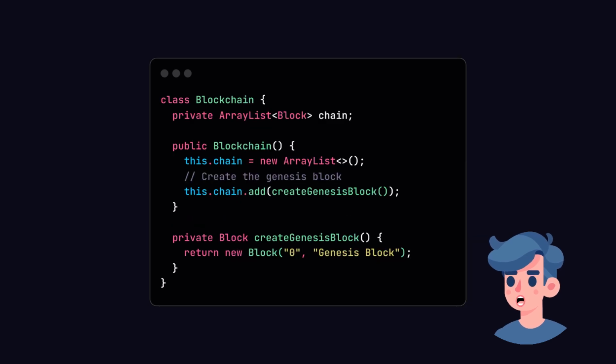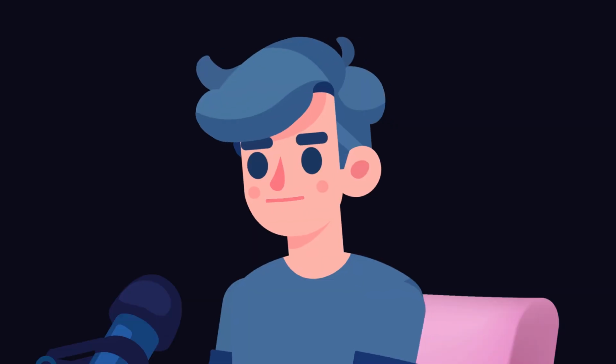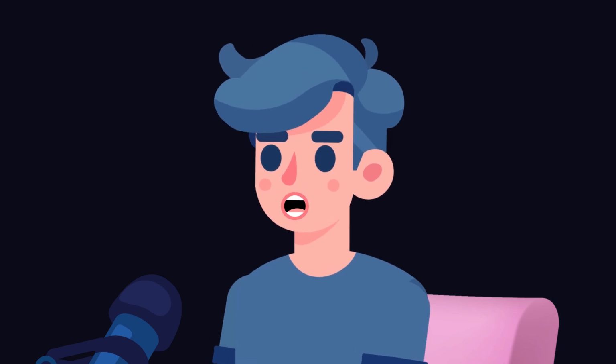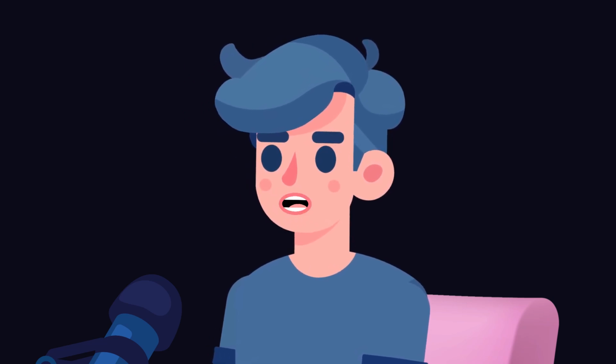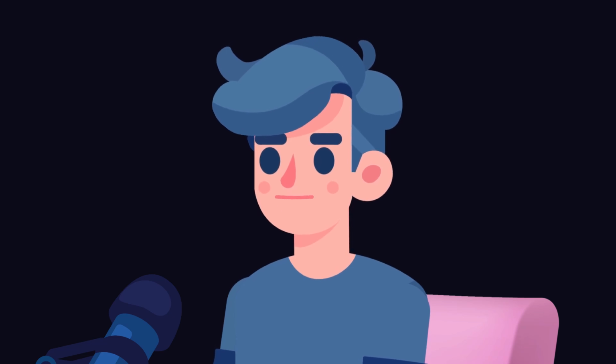In order to visualize how blocks connect, let's implement a simple block structure using Java. What we have here is a class that represents a block with methods to generate its hash. As you can see, we have also implemented a simple blockchain class that manages the chain of blocks. This createGenesis block method adds the very first block into our blockchain.